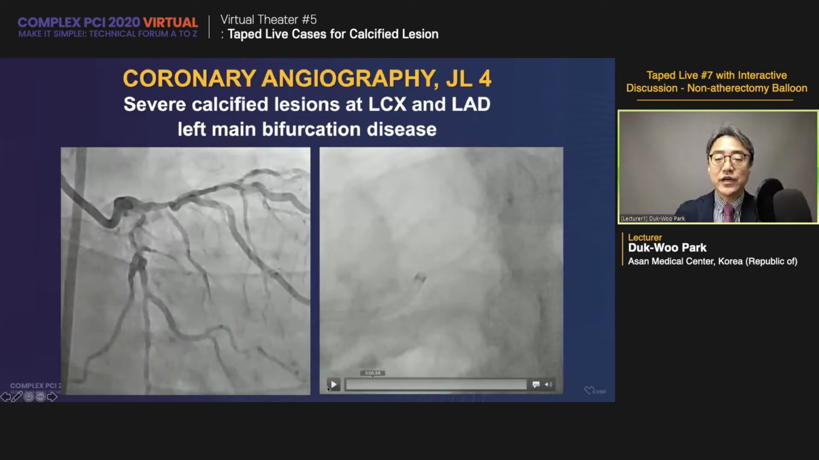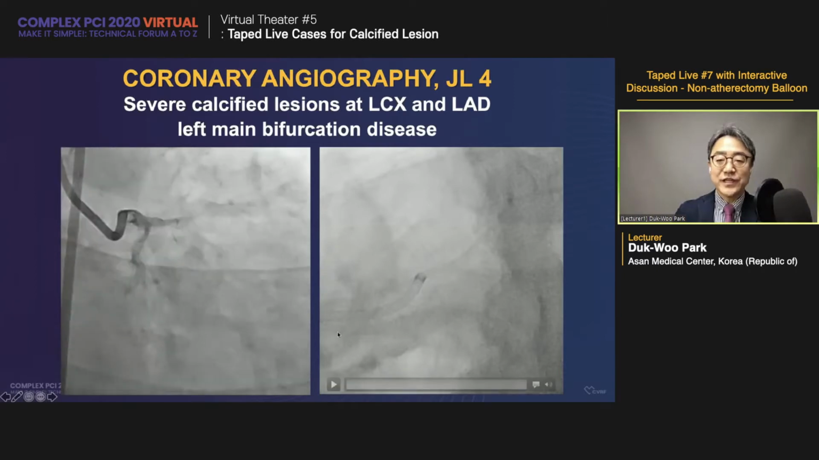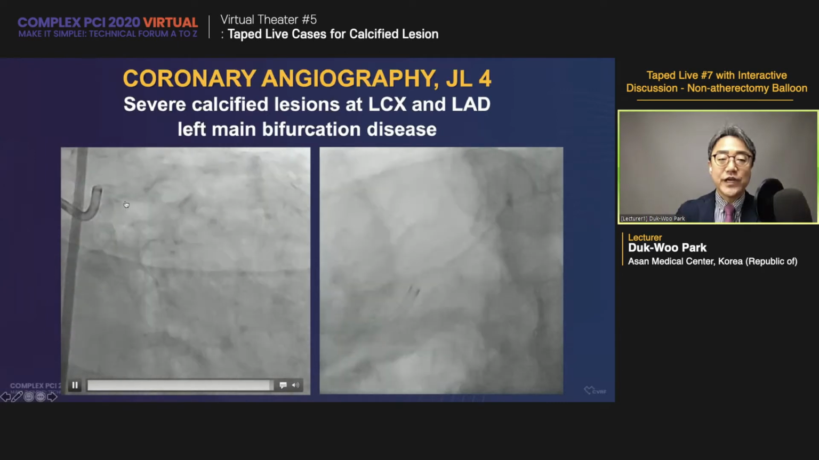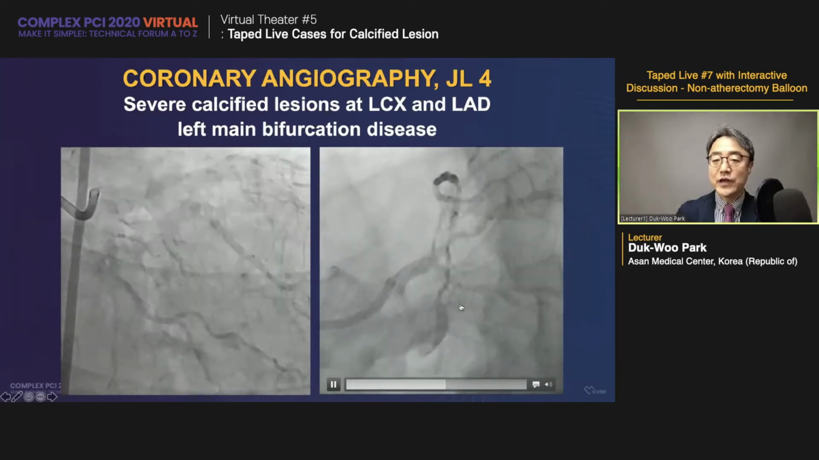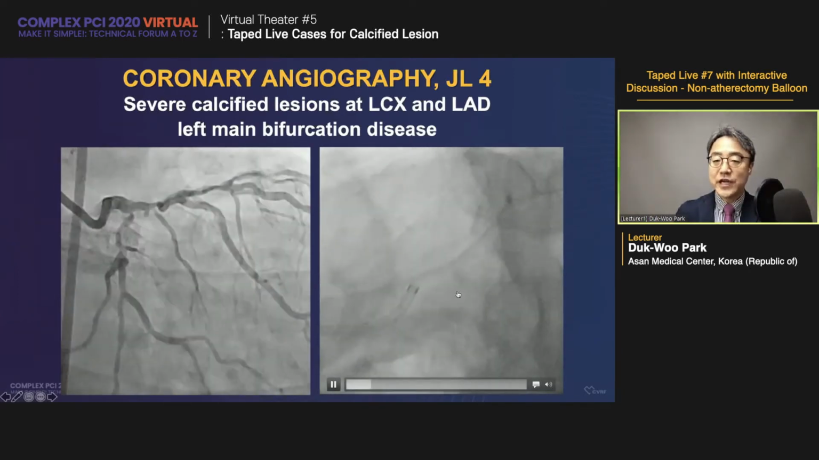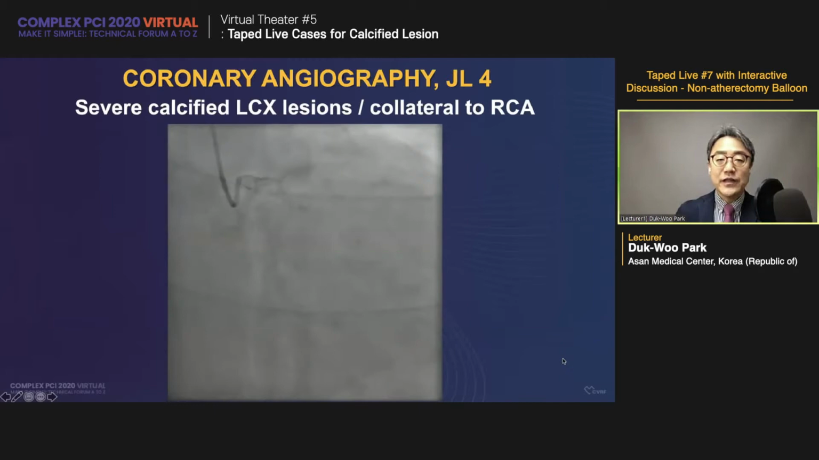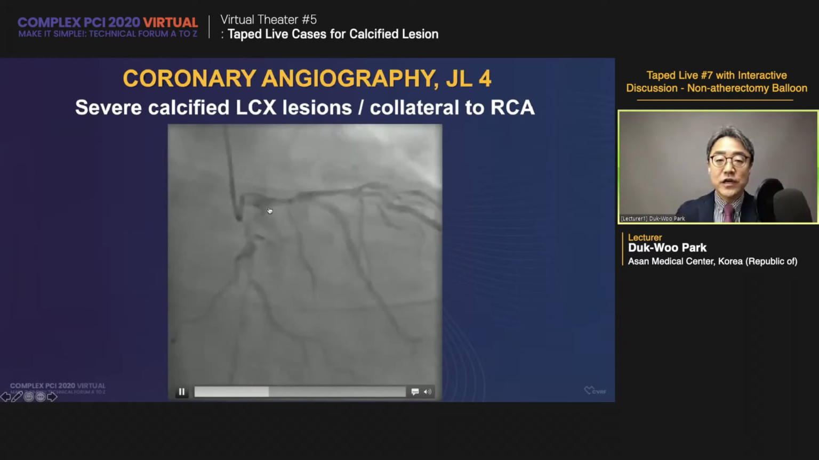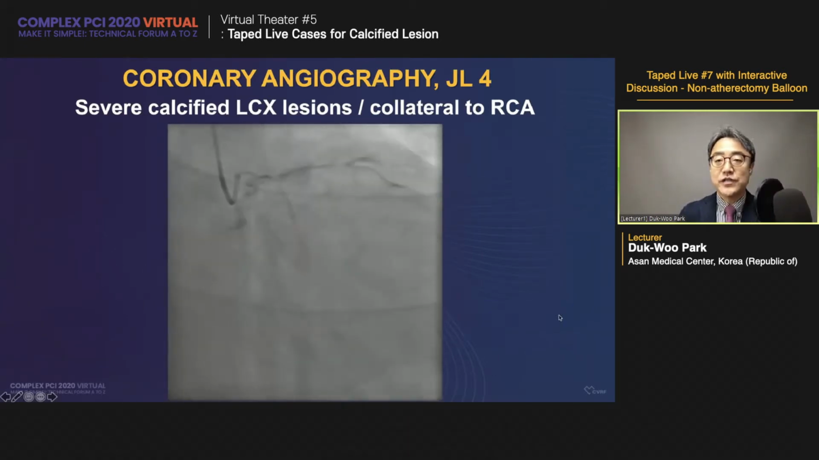We checked the coronary angiogram. Looking at the RAO caudal view, we can see severe calcified region and a very acute angle of the left main ostium. Looking at the spider view, definitely there is a left main and distal left main lesion with very severe calcified region. This view shows how severe the calcified region is, nearly circumferential calcification. There is also collateral from the LCX system to the distal RCA.